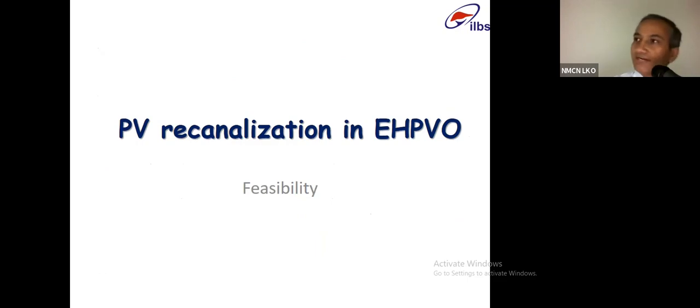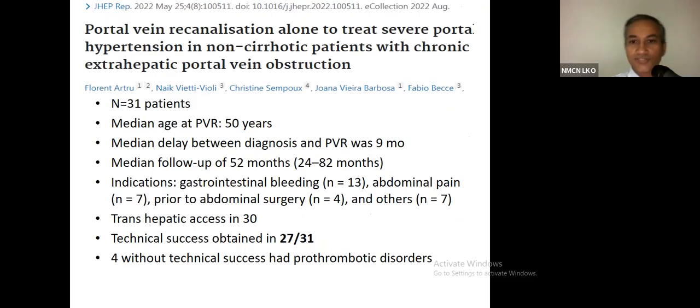What about portal vein recanalization in EHPVO? Can we recanalize the portal vein by interventional radiology procedures? This is again data from 31 patients, again adult data and a mixed bag of cirrhotics as well as non-cirrhotics with median age around 50 years, and the indication being gastrointestinal bleeding or pain related to the EHPVO. The transhepatic route was used in 30 of them, and in one patient, the transsplenic route was used.